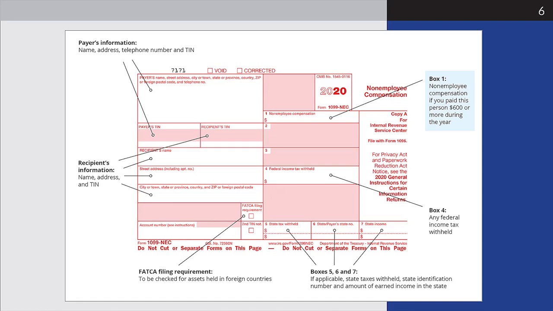Here is a closer look at the actual 1099 NEC. Beyond the sections for payer and recipient information, there's the all-important Box 1 to indicate any non-employee compensation as already described. Be aware of Box 4, as you must also file Form 1099 NEC for each person from whom you have withheld any federal income tax under the backup withholding rules, regardless of the amount of the payment.